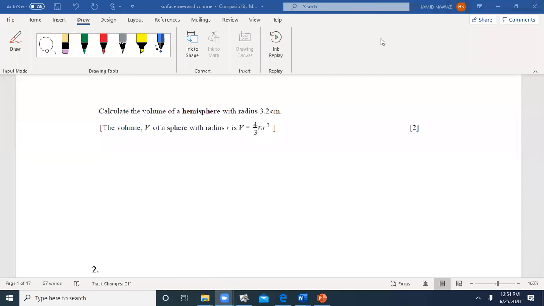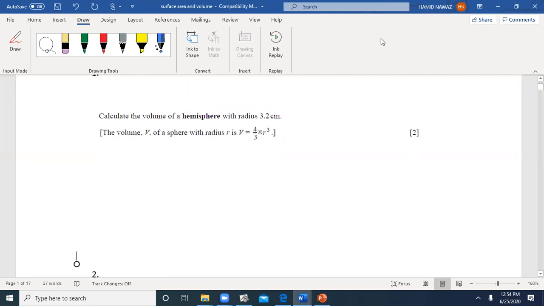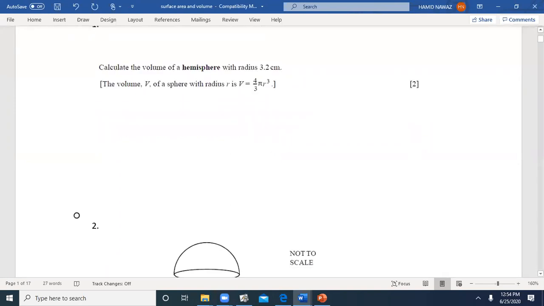The first question says what? The first question says that you are supposed to find out the volume of a hemisphere with radius 3.2 centimeter. Got it? And I explained to you in the lecture that the volume and surface area of sphere and cone will be given to you.